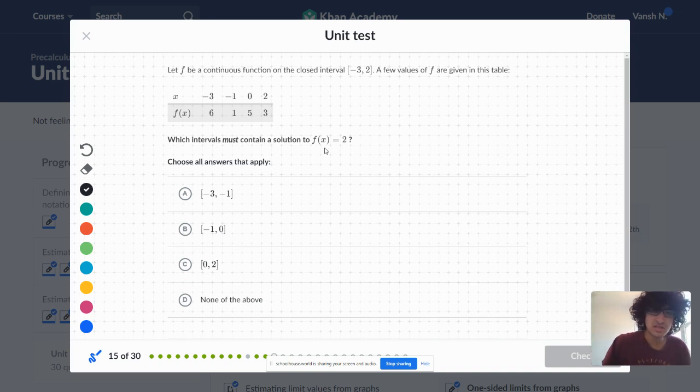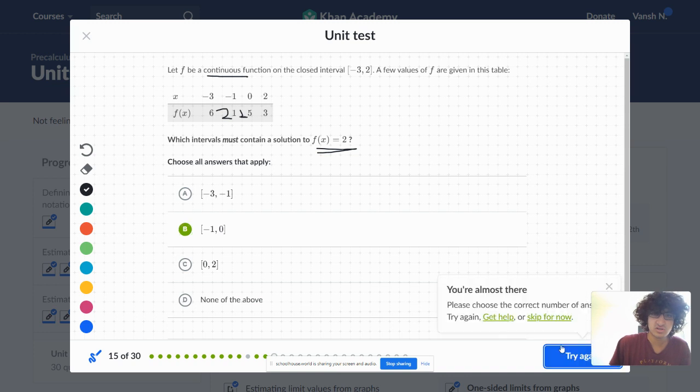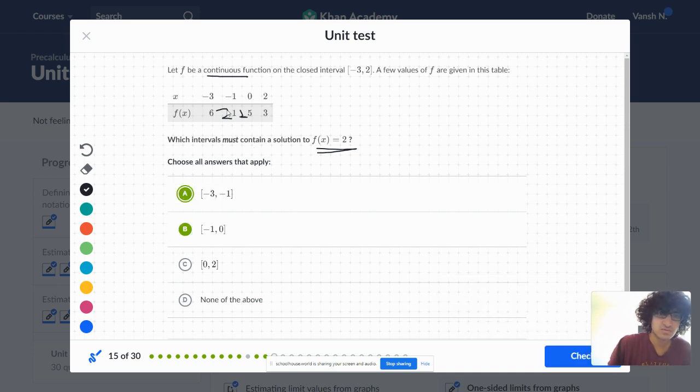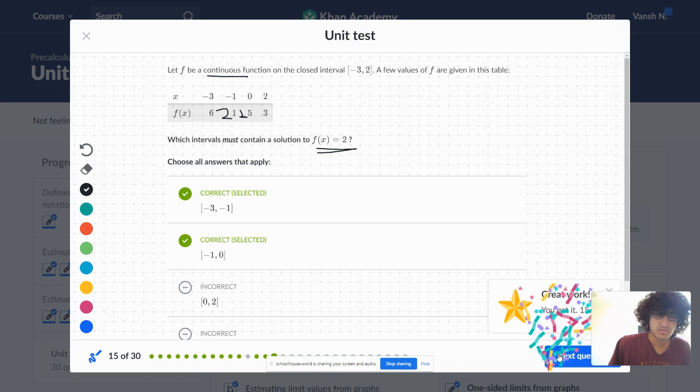Which intervals must contain a solution to f of x equals 2? So this looks like the intermediate value theorem, and it is continuous. So f of x equals 2 would be here. Okay, so -1 to 0, right? Is there anything else? I think it might also be 6 to 1, going from 6, 5, 4, 3, 2, 1. But let's see, okay, yeah, so it should be -3, -1.